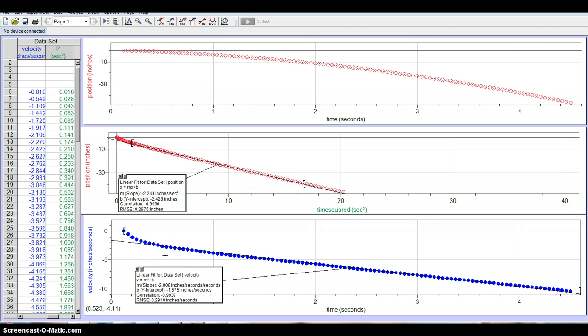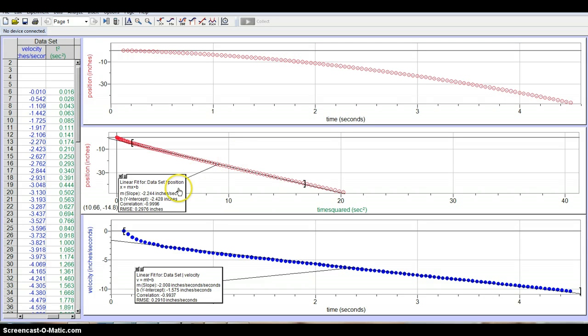So the equation we got was velocity equals negative 2 inches per second squared times time minus 1.57 inches per second. What that means is that every second your velocity decreases by 2 inches per second, and at time 0 your initial velocity was negative 1.57 inches per second.